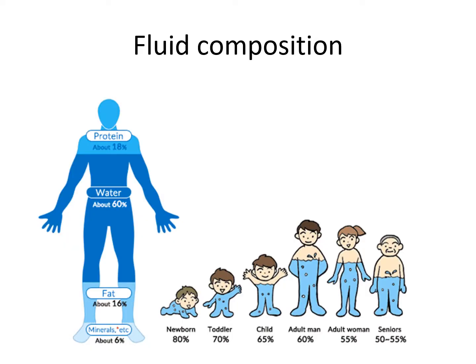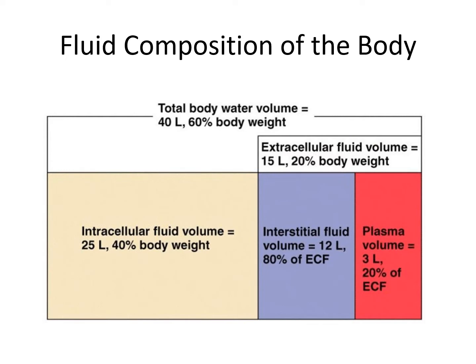In order to understand fluid removal during dialysis, it's important to understand the distribution of fluid in the body. So about 60% of the adult body weight is composed of fluid. So we are mostly water. The percentage is higher at birth and declines with age. An average 60 kilogram person contains about 40 liters of water.